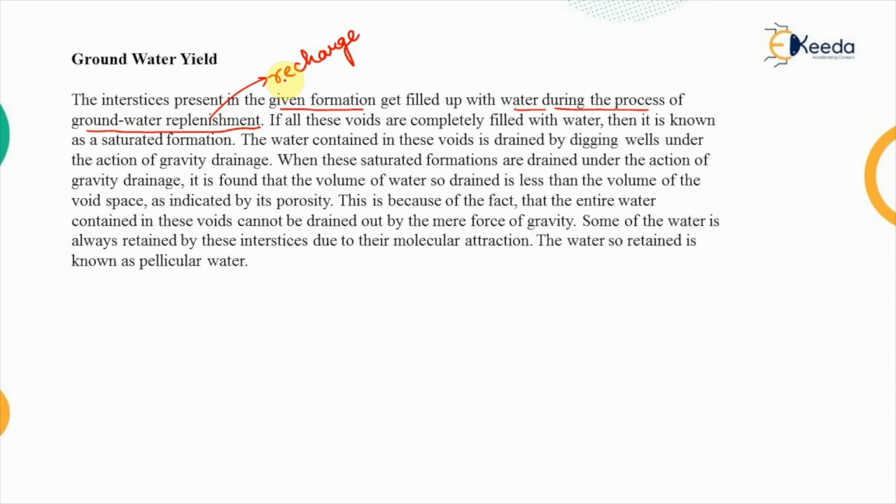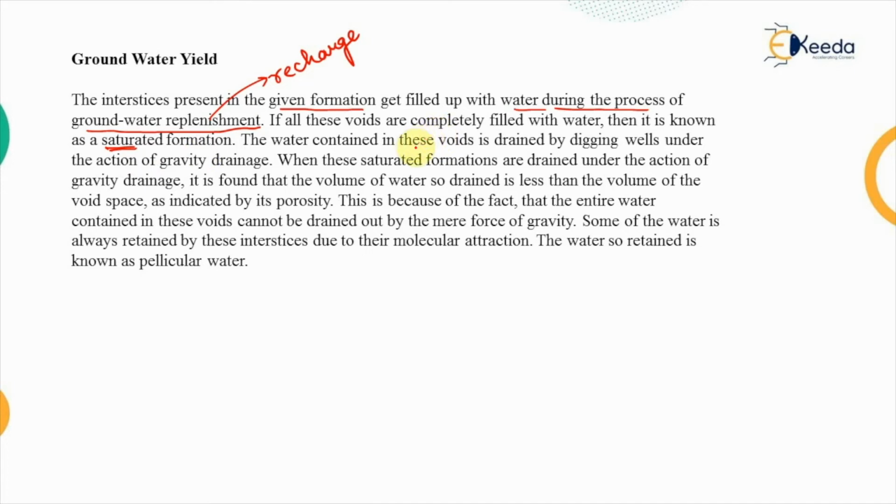That means once we have extracted the water out of the ground surface, if the water fills those voids again, that is what we mean by groundwater recharge. Now if these voids are completely filled with water, then it is known as a saturated formation. Obviously, if all the voids are present and all of them are filled with water, such a structure is known as the saturated one.